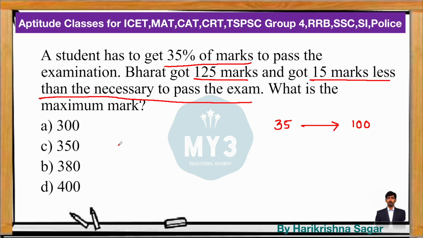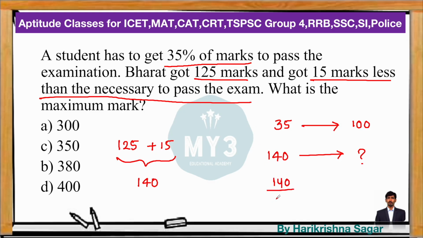What is the meaning of this? So 125 he got, and if he got 15 marks extra, he would have passed. That means the minimum pass mark in that examination is 125 plus 15, which is 140 marks. Then what is the maximum score in it? So you can apply the unitary method. 140 divided by 35 into 100. This will give the answer for the maximum marks.